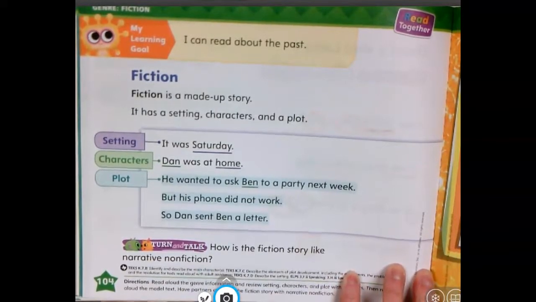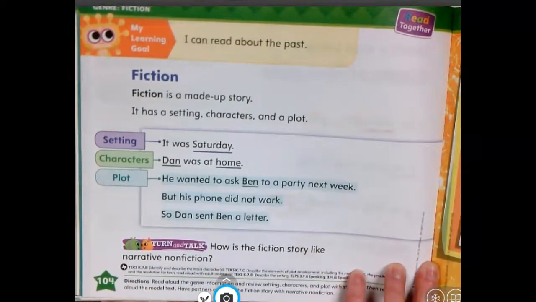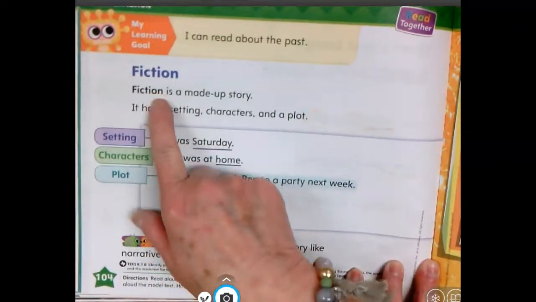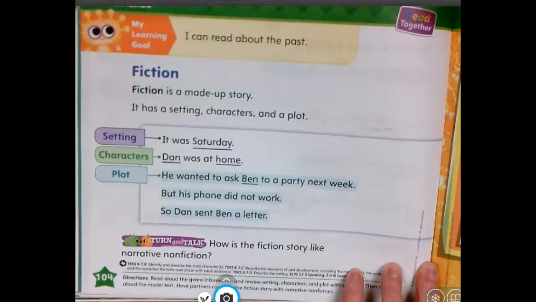Today, Wednesday, we are going to be reading the weekly story. First, we're going to review fiction. Our weekly story is a fictional story. Fiction is a made-up story.